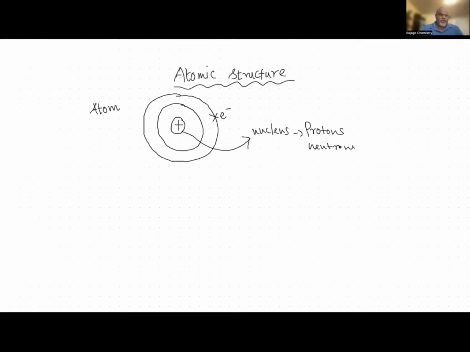So the electrons are negatively charged. I've written an E minus here. And then protons are positively charged, and neutrons are zero charge. So this is a fundamental unit of an atom.